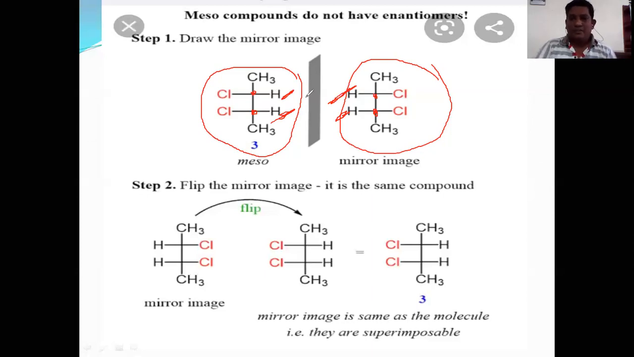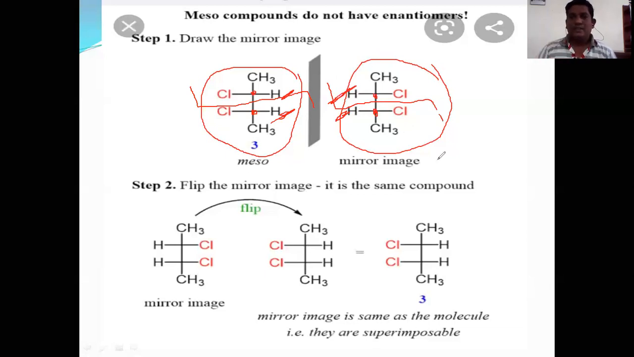Why do I say meso compound? Because this compound contains an internal plane of symmetry. I am repeating: this molecule contains an internal plane of symmetry. Cl, Cl, hydrogen, hydrogen, CH3, CH3. Hydrogen, hydrogen, Cl, Cl, CH3, CH3.